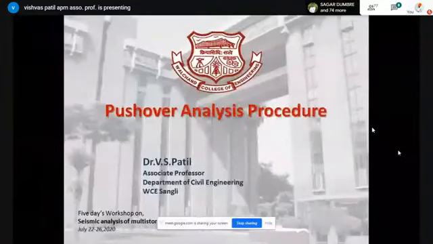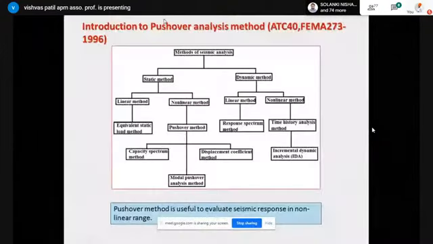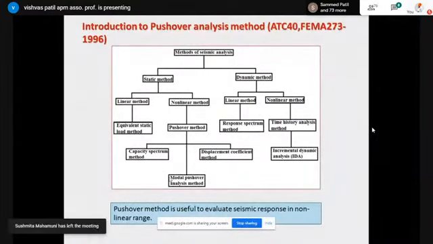Now we'll discuss the pushover analysis method. This is a detailed method of analysis. The pushover analysis method is a static nonlinear method.